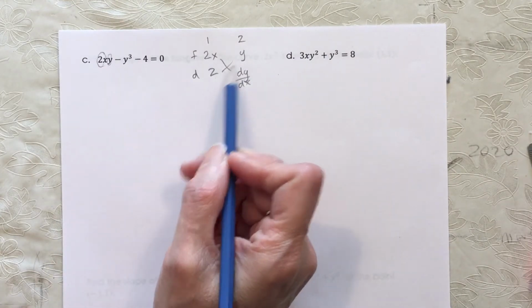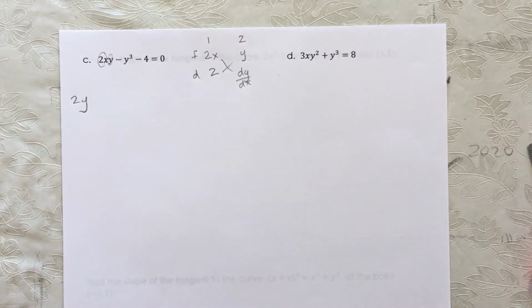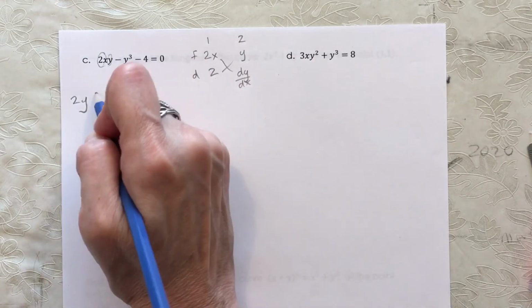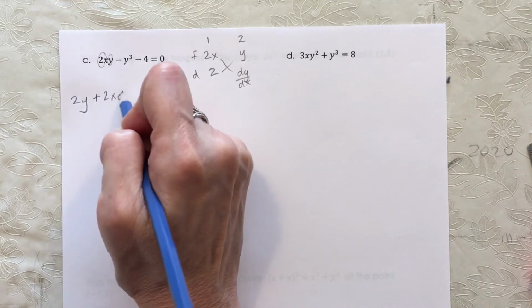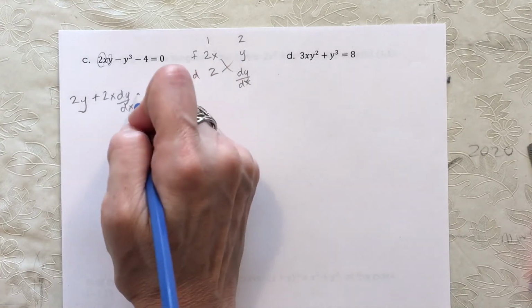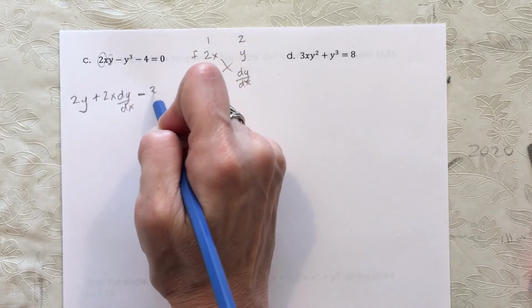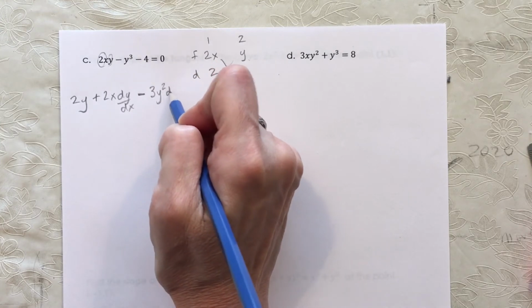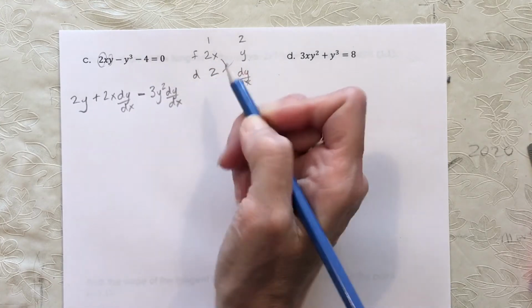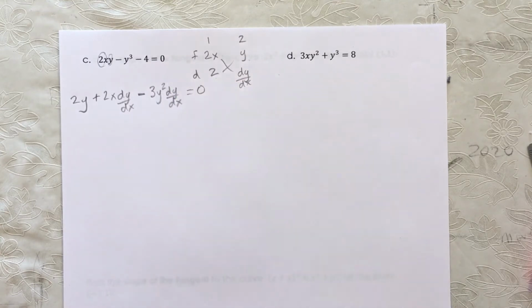So we're doing a product rule there. So derivative of the first times the second is 2y plus 2x dy by dx, minus the derivative of y cubed, which is going to be 3y squared times dy by dx using the chain rule, and the derivative of -4 is 0, equals 0.